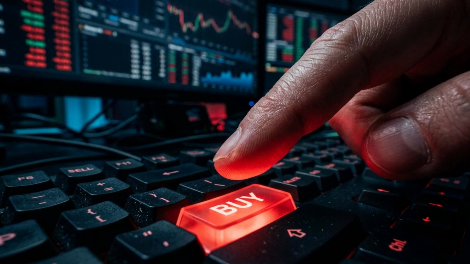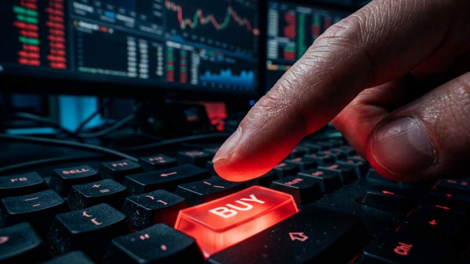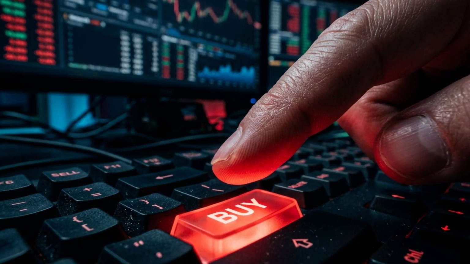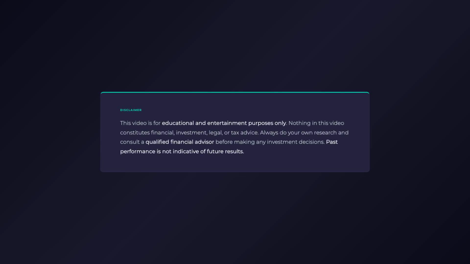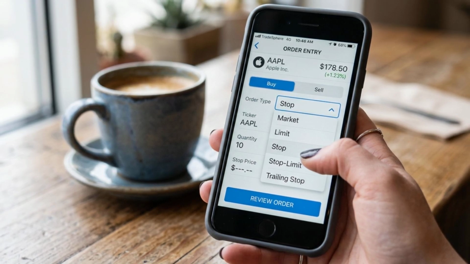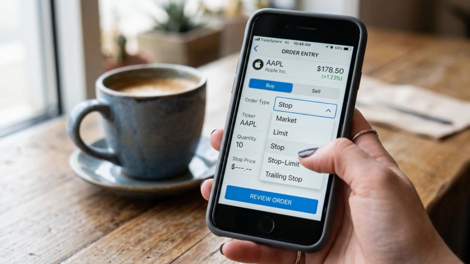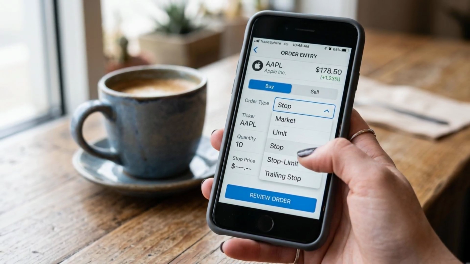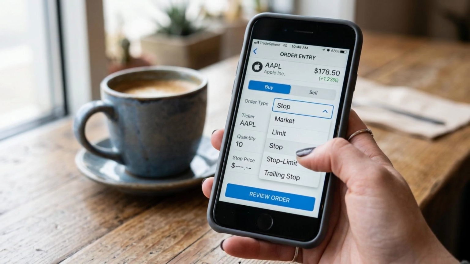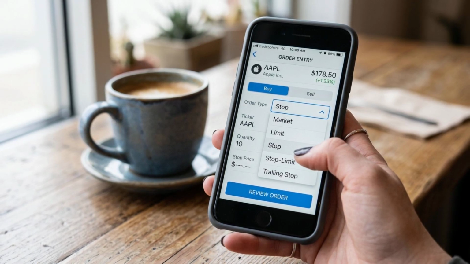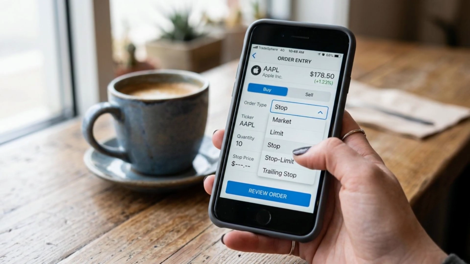The button you click before pressing buy can cost you thousands of dollars, and most people don't even know it's a choice. If you're watching this, you've probably opened your brokerage app, hit buy, and been stopped cold by a dropdown asking you to pick an order type. I'm Grace, and today we're going to walk through every option so you know exactly which one to pick.